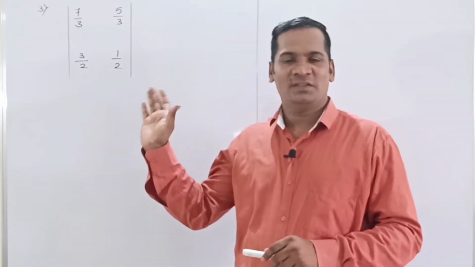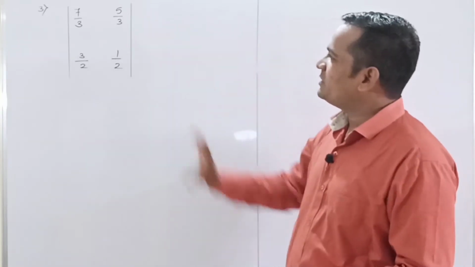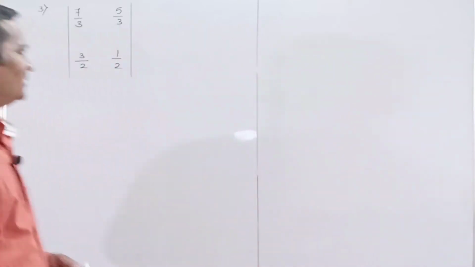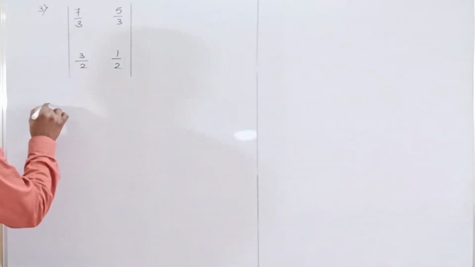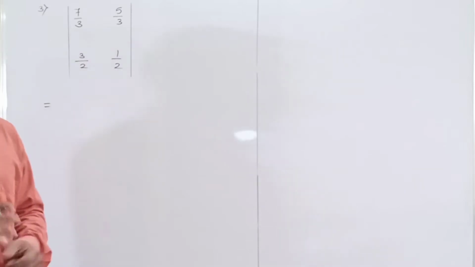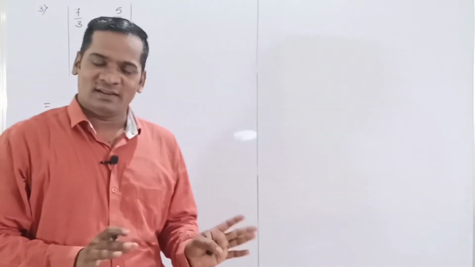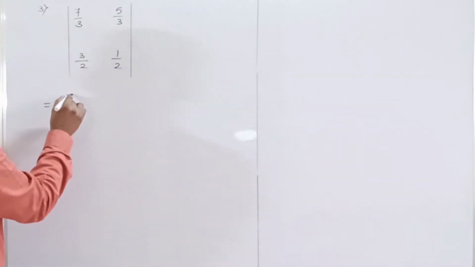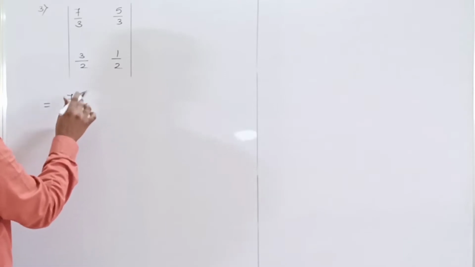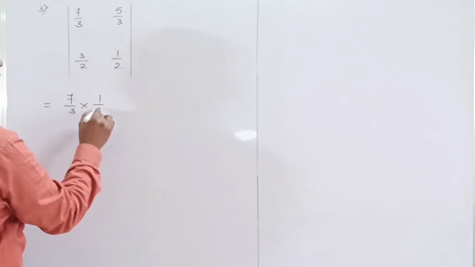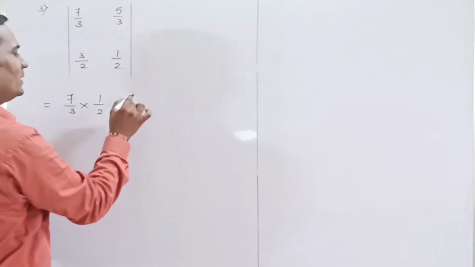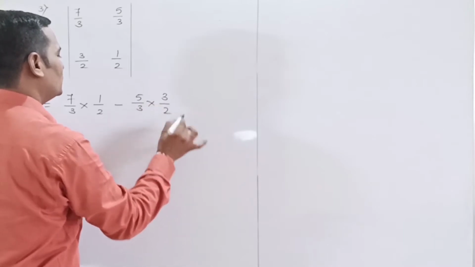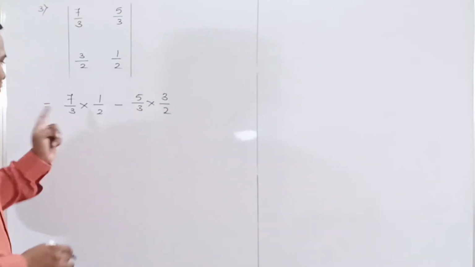So this is sub question number 3 from question number 2, in which again we have to solve this determinant. Look at that determinant. Fractions are given. So it doesn't matter, even though fractions are there, we will use the same method here. So the first one is 7 upon 3 into, now the last one, 1 upon 2, minus, now the second one, 5 upon 3 into 3 upon 2.